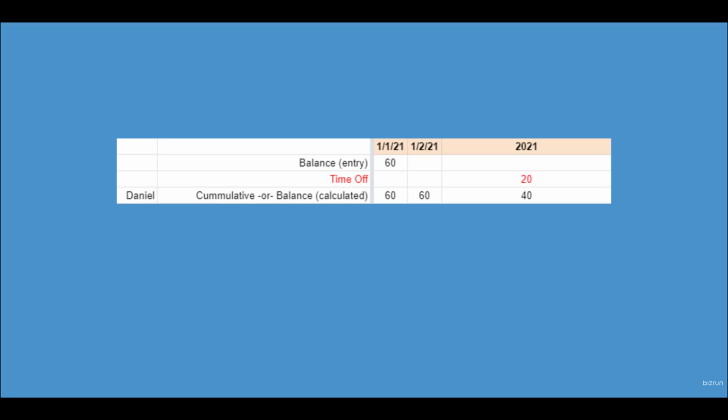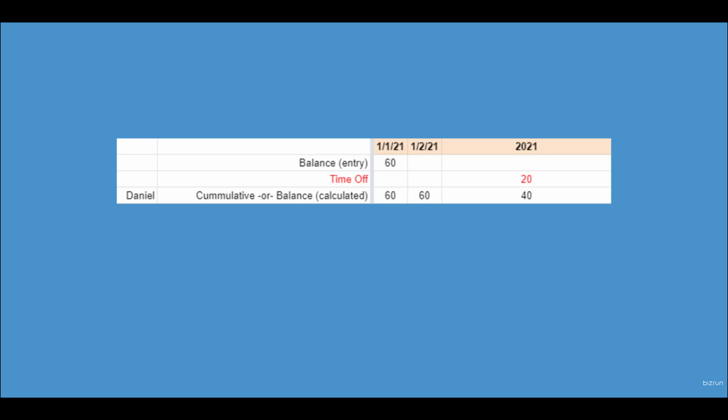Let's fast forward a little in time and say he took 20 hours of time off before the end of 2021. If you take the 60 hours balance and subtract the 20 hours, his calculated balance, or remaining hours, at the end of the year is 40 hours, which is what's shown on the last row.